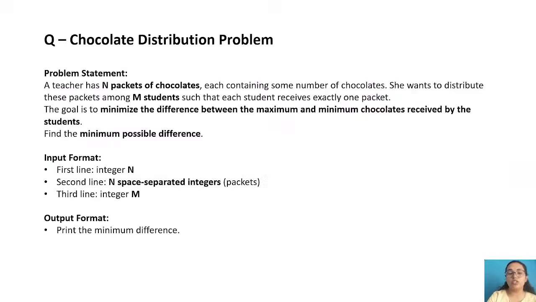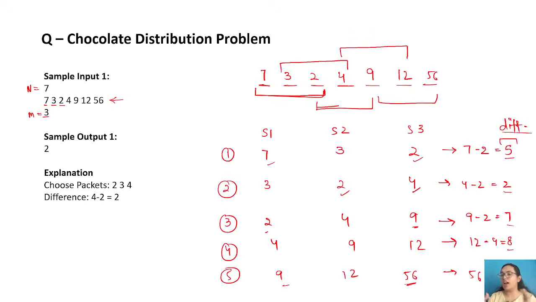Now what you have to do is print the minimum difference. So you have to focus on the least difference you are getting. The least difference is in this particular combination, where the difference is 2. So if you give all 3 students the packets of 3, 2 and 4, or you can say 2, 3 and 4, the difference between the number of chocolates in the minimum and the maximum ones will be the least, right? So in that case the output will be 2.